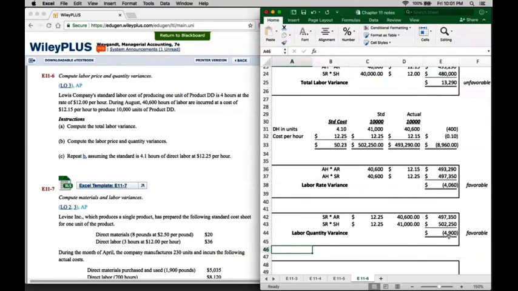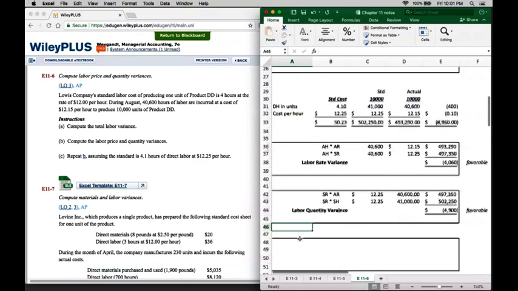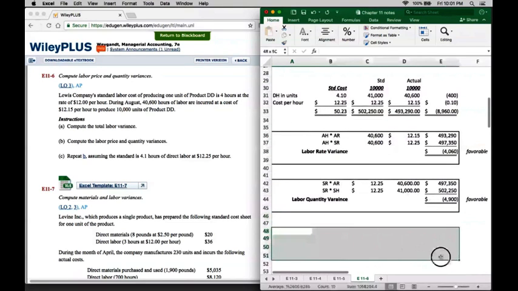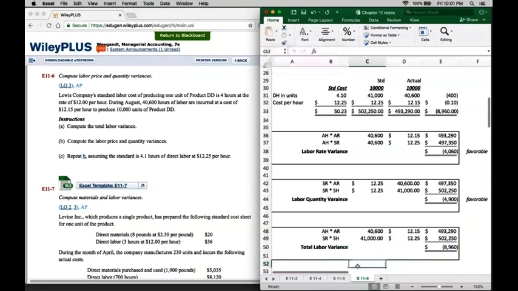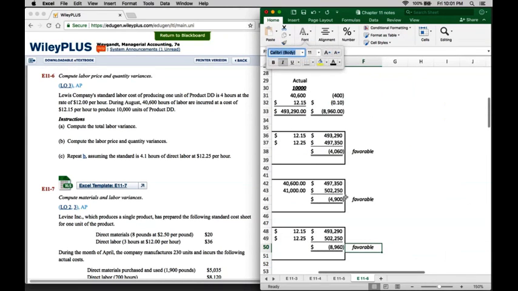So when I combine the two numbers, I'll come up with the total variance. And in order to do that calculation, I'm looking at the actual hours times actual rate, and standard hours times standard rate. When I do this calculation, what I come up with, again, I'm combining two favorable variances to come up with a favorable variance of 8,960. That's that much less that I spent on labor.